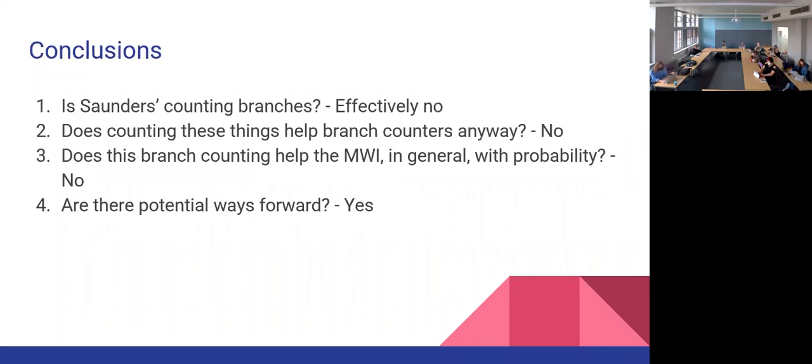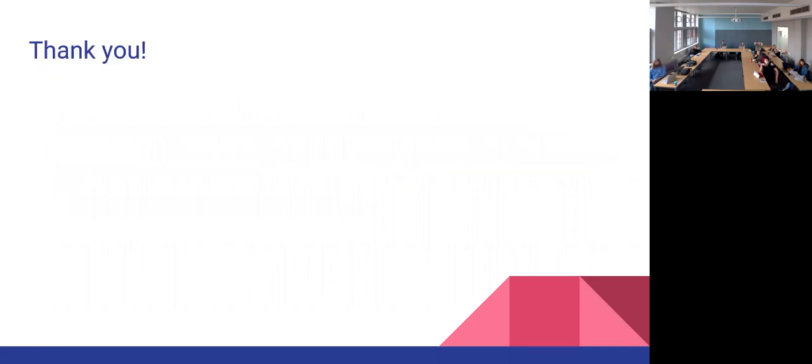So conclusions: is Saunders counting branches? I'm going to say effectively no, if you're interested in the traditional notion of branches that's one-to-one with observers. Does counting these things help branch counters anyway? I'm going to say, well, I said no. And does this branch counting help the many worlds in general with probability? I said no. And are there future potential ways forward? Yes. Thank you all for listening.